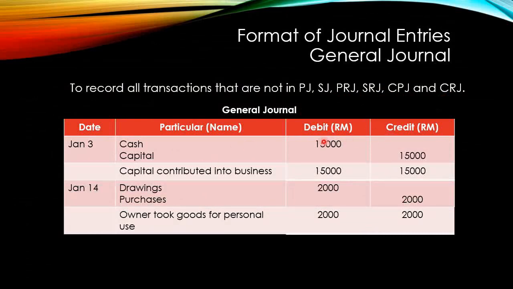So in the general journal the format is different. We have a debit column and a credit column. For example, when we have capital contributed into cash, we debit cash, we credit capital. Say on January 14 we have drawings. Drawings can't go into the purchase, sales, purchase return, sales return, cash payment or cash receipt journals. So you enter it in the general journal: you debit drawings 2,000, credit purchases. And then you put some sort of narration here. Put any sentence to describe what has happened now. Order of goods for personal use 22,000.